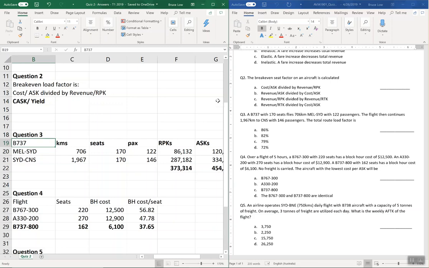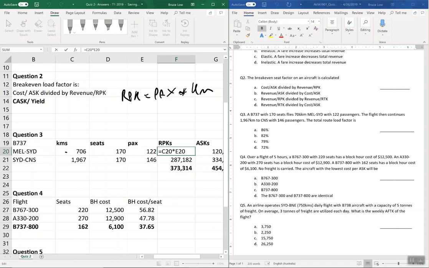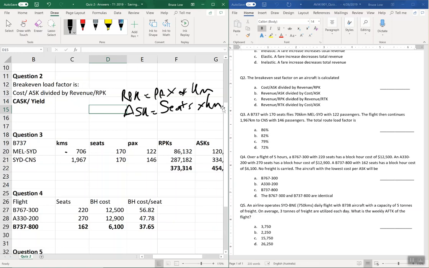So we do them separately. The first one here, you can see we've got Melbourne, Sydney, 706 kilometres, 170 seats, and your passengers is 122. So we can calculate our RPKs, being passengers times kilometres. RPK equals pax times kilometres, and we know our ASKs equals seats times kilometres. Sorry, it's a bit messy there.